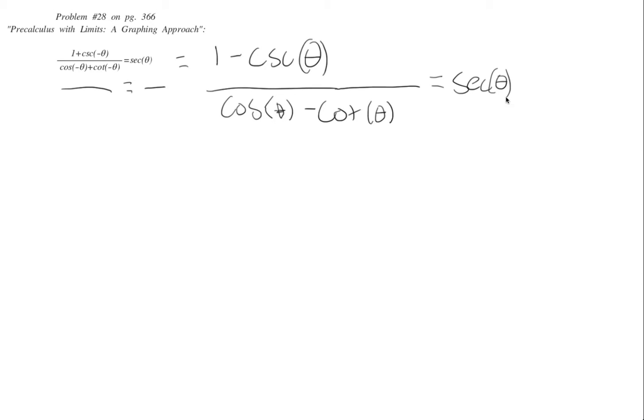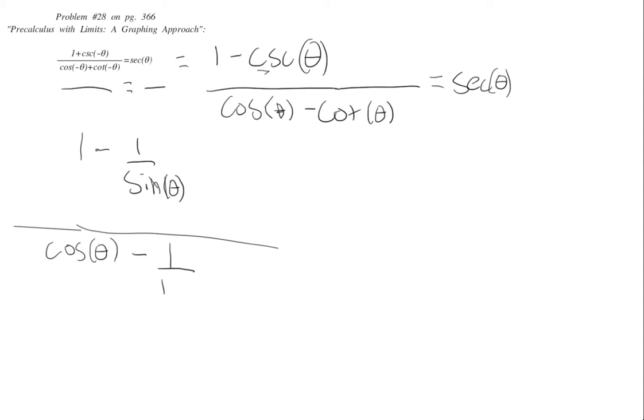The best thing we want to do is convert anything we can to sine or cosine. So let's convert the top right there. We're going to convert it to 1 minus 1 over sine of theta, because that's what cosecant is, divided by cosine of theta minus 1 over tan of theta.